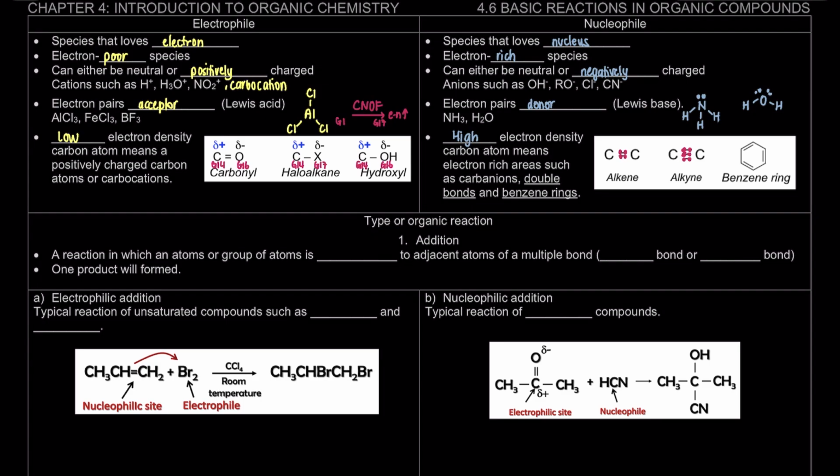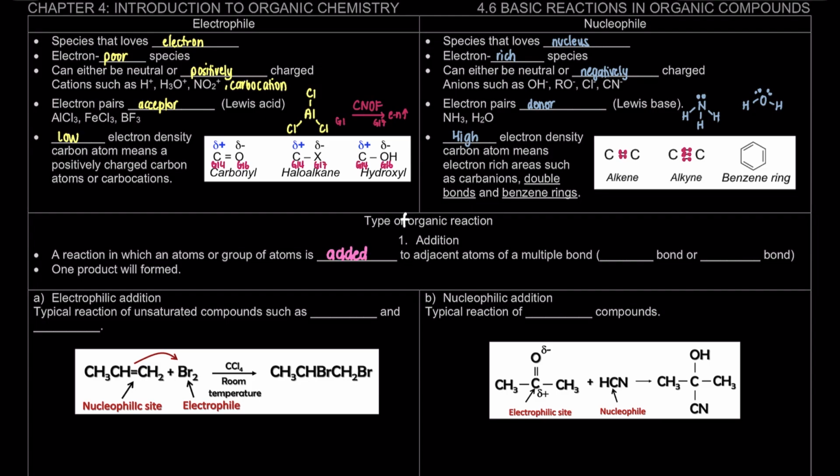Next, what we're going to learn is the type of organic reaction. So please correct your notes. It's actually type of organic reaction. There are 3 types of reaction that we're going to learn. The first one is addition. So what is an addition reaction? It is a reaction in which an atom or group of atoms is added to the adjacent atoms of multiple bonds.